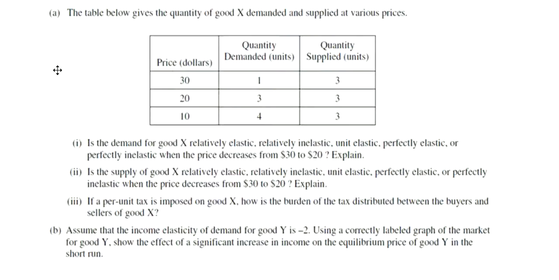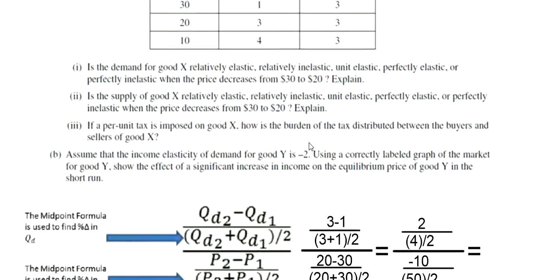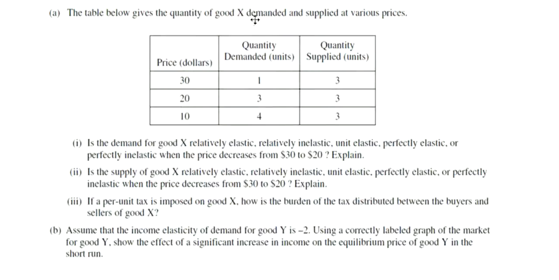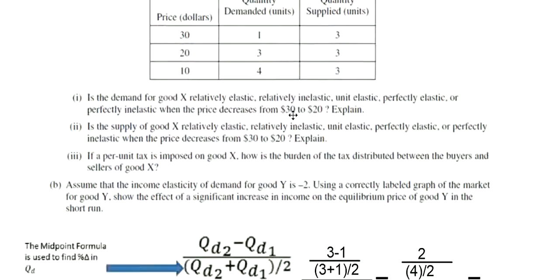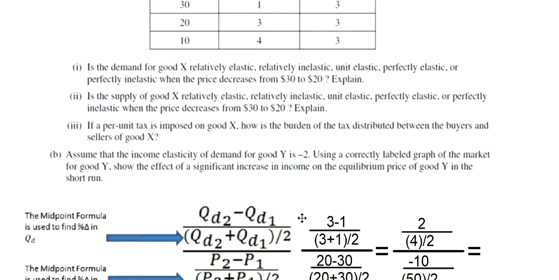Okay, in this video I'm going to finish up problem 5 and just talk about part B. So we're assuming that the income, this is income elasticity of demand for good Y, so this is a completely different good. You've got to be very careful when you read these, because when I first saw this, I just assumed they were talking about the good up here, but no, this is a completely different good Y that they're not showing a graph for at all. They're just asking you to think about good Y with an income elasticity of -2.